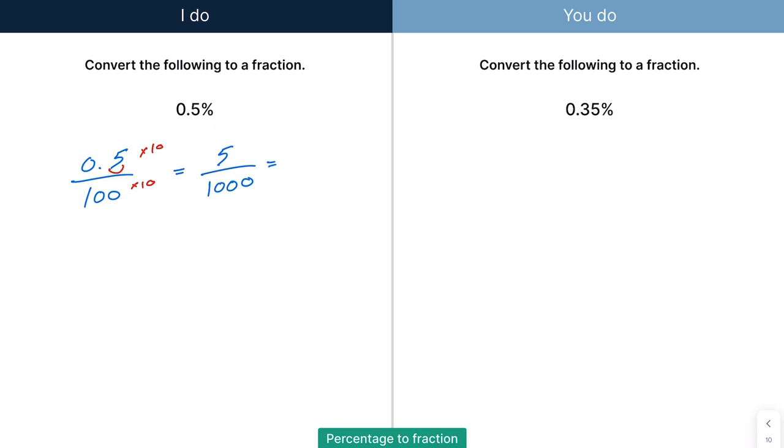Now, can we simplify it? Yes, we can, because I can divide them both by the 5 times table. So that would then become 1 out of 200 as the final answer.